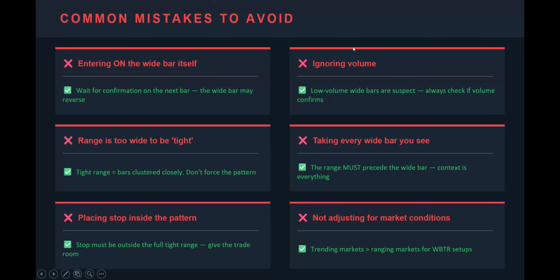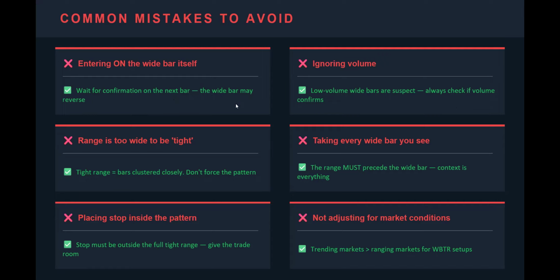So common mistakes, what you need to avoid. That is very, very important. You should not make these mistakes. You should know when to do and when not to do. Entering on the wide bar itself? No. Because it is a wide range bar, where will you keep your stop loss? It will be very wide, so your risk to reward becomes very high. Risk becomes very high. So wait for confirmation of the next bar.